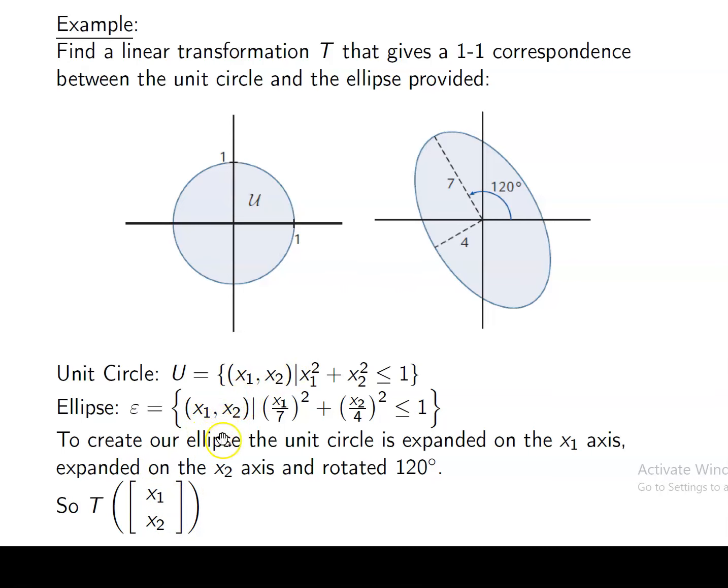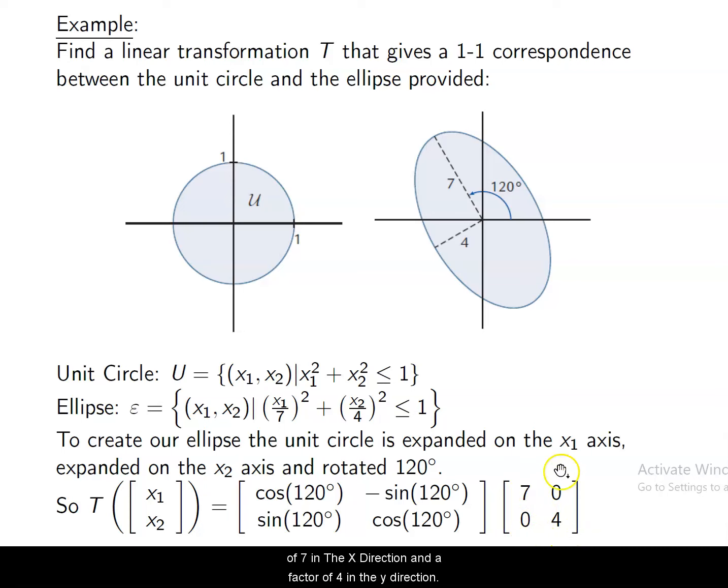And the first thing that I have to do is stretch it by a factor of 7 in the x direction and a factor of 4 in the y direction. So my transformation matrix will be the product of these two individual transformation matrices because it's a composition of transformations. Okay, so I have actual values for these, right?